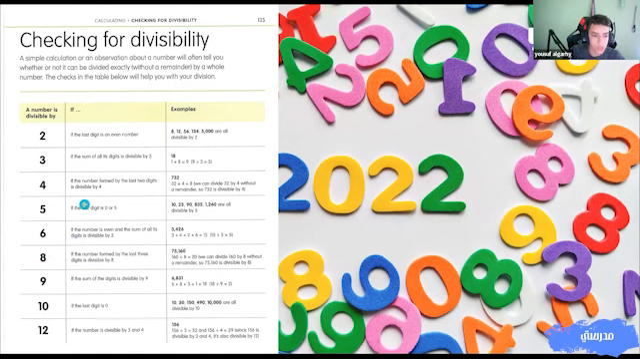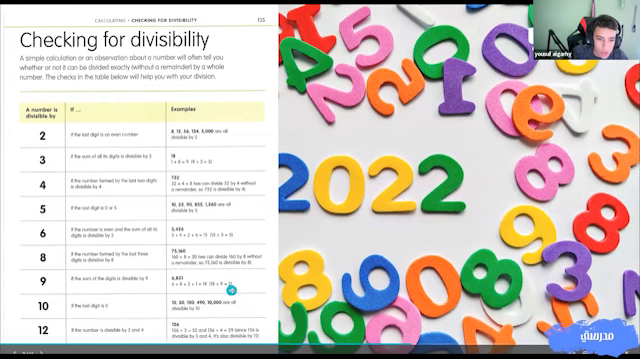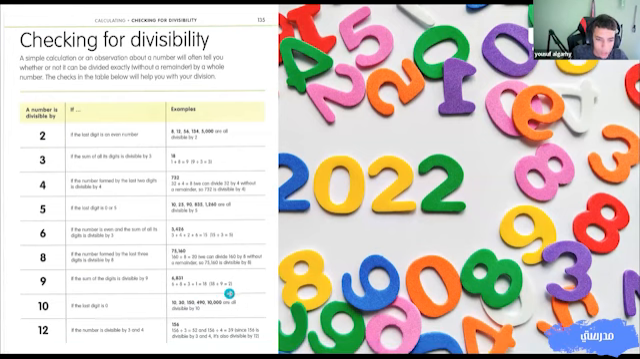Okay, let's go to 9 now. All right. So if the sum of the digits is divisible by 9, so every single digit. All right. So 6 plus 8 plus 3 plus 1. Does anybody know what that equals? 18. Good job. Okay. So 18 divided by 9. Does anyone know what that equals? 2. All right. Good job. So since this number is divisible by 9, that means 6,831 is also divisible by 9.